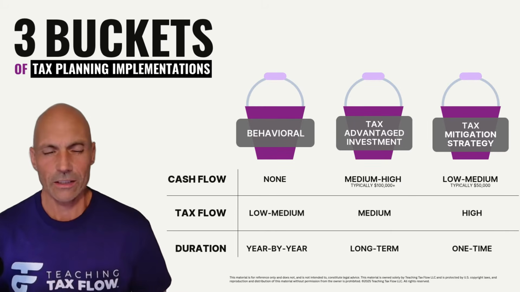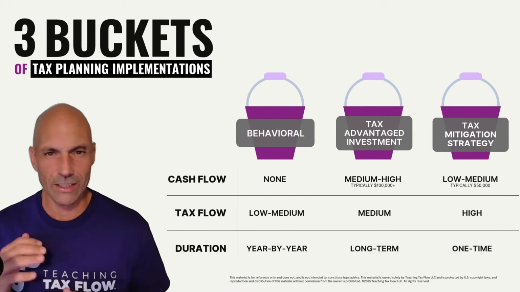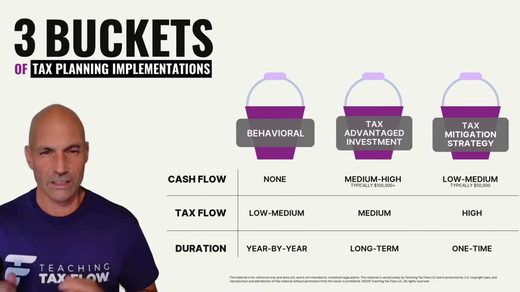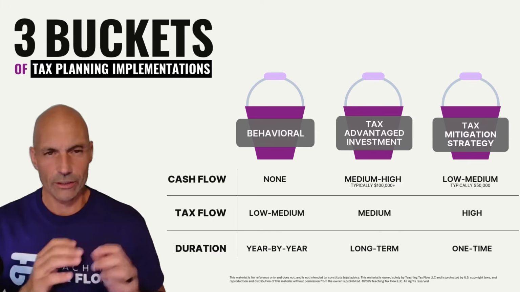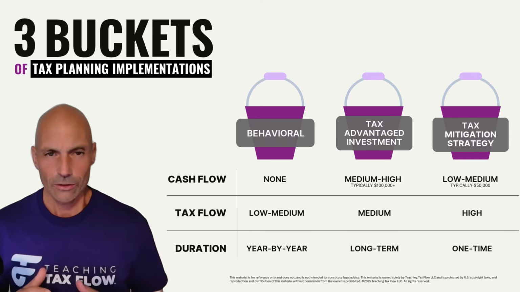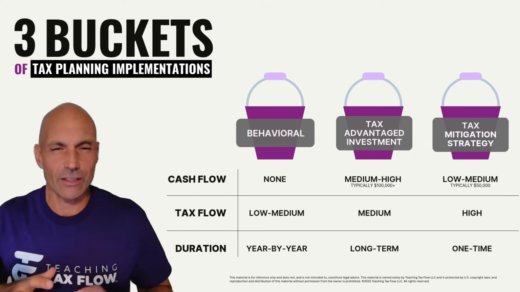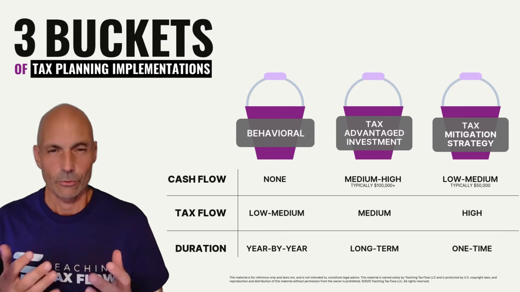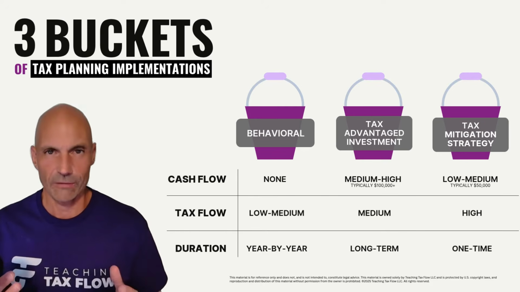The first bucket is behavioral implementations. This means that you're maybe shifting income from one entity to the other, from one person to the other, maybe from a brokerage account into a retirement account. And the cash flow for these types of implementations is zero. The money is still staying within your ecosystem, within your entities, within your personal portfolio of assets.